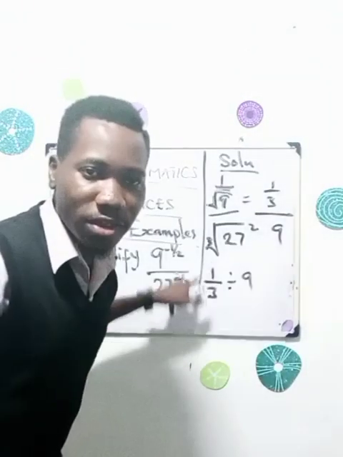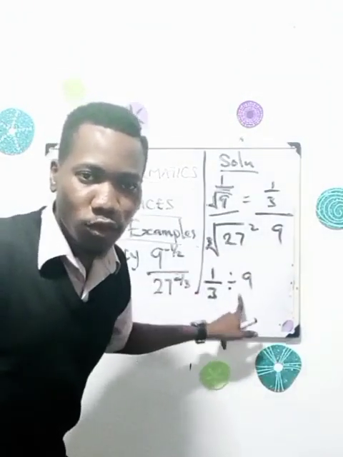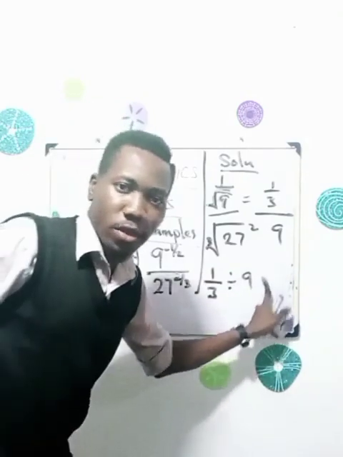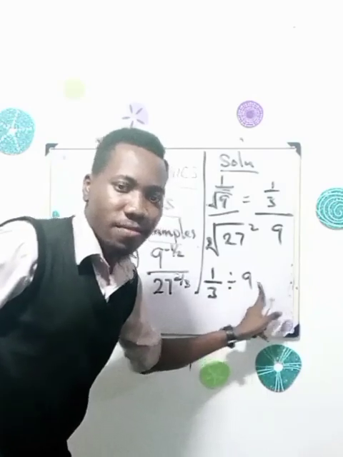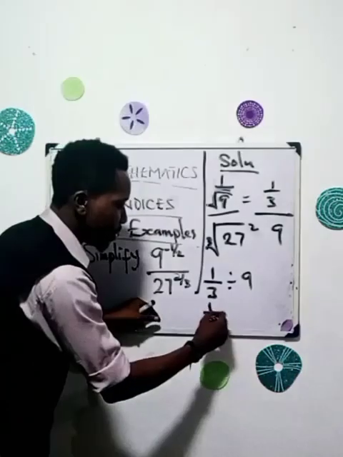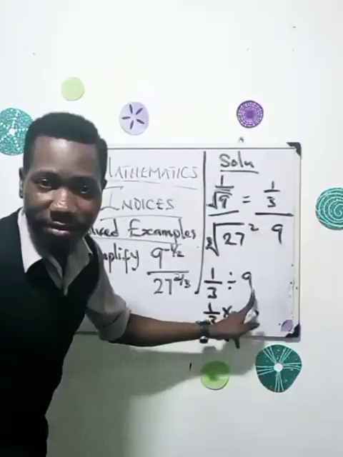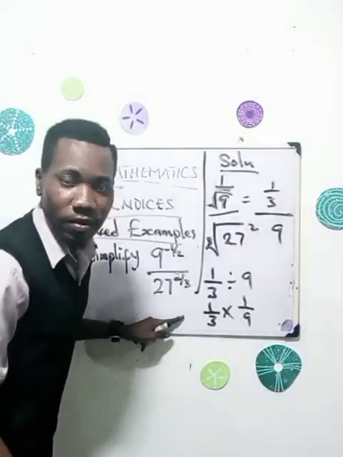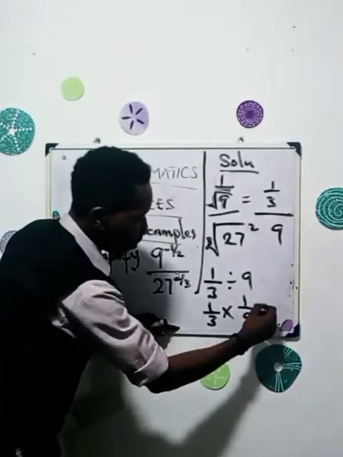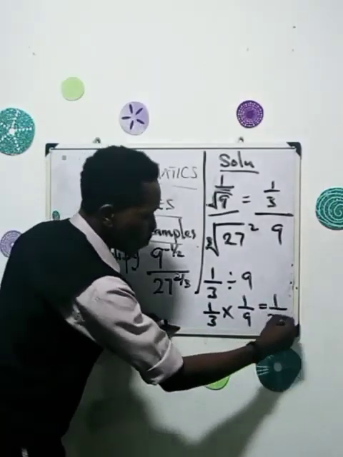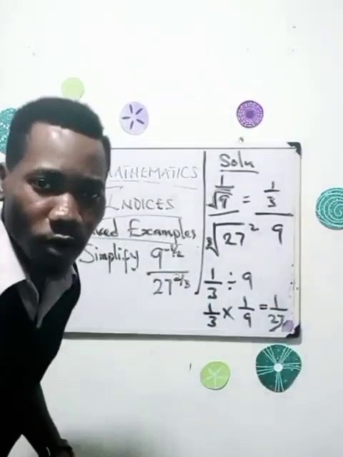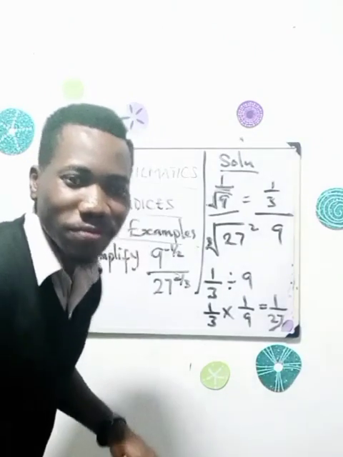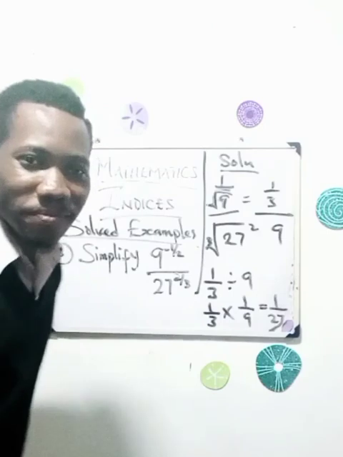Of course, when we are solving division of fractions, what happens? You change your division to what? Multiplication, and then you reciprocate the one on the right. So this will become 1 over 3 times, and this 9 becomes what? 1 over 9. So what happens? 1 times 1 equals 1, and 3 times 9 becomes 27. And that's our final answer, 1 over 27. That's the answer.